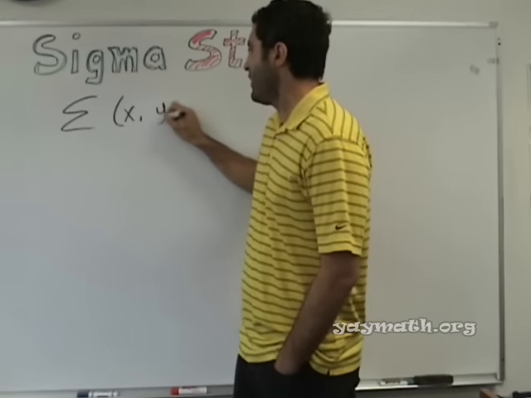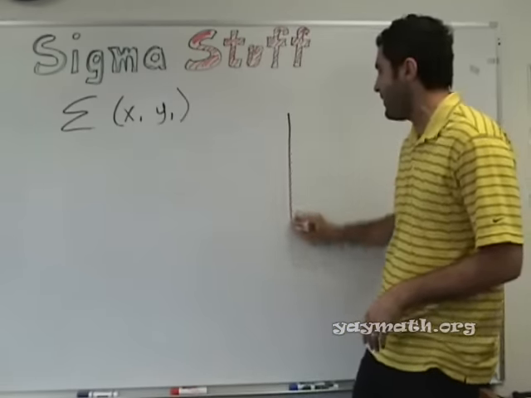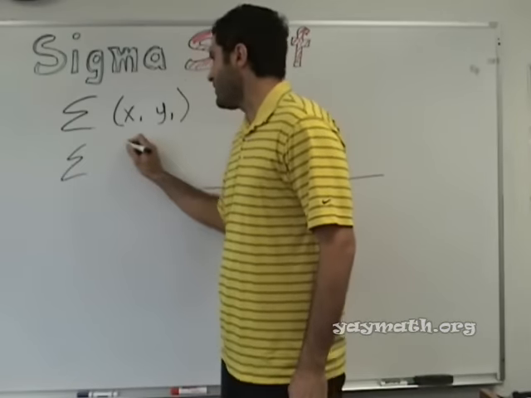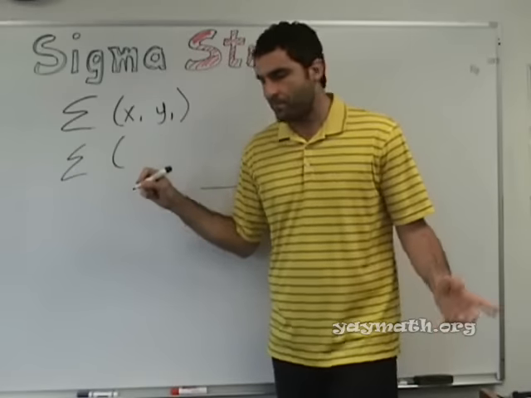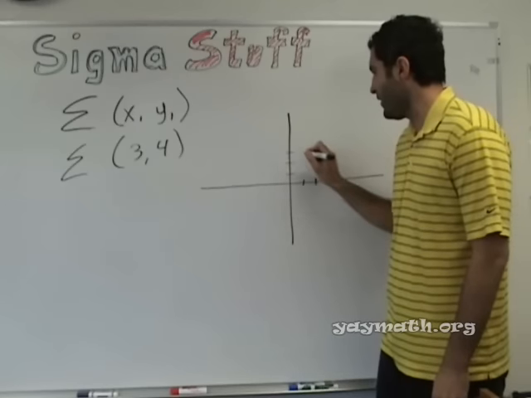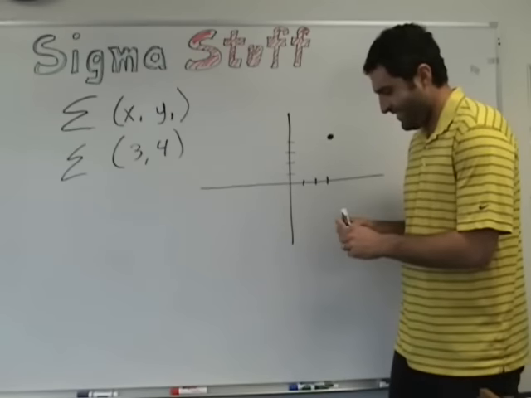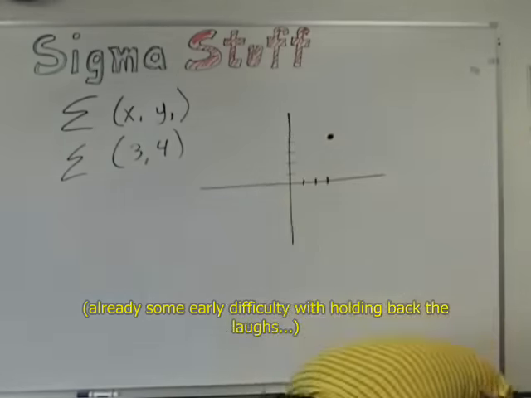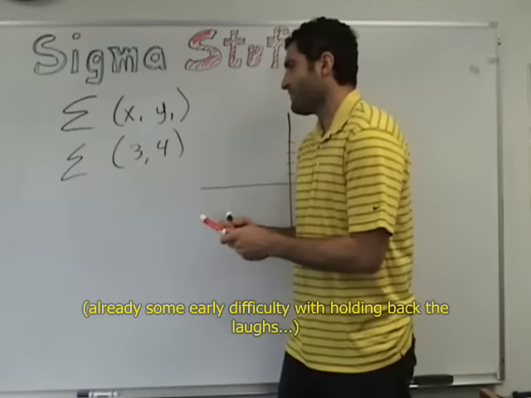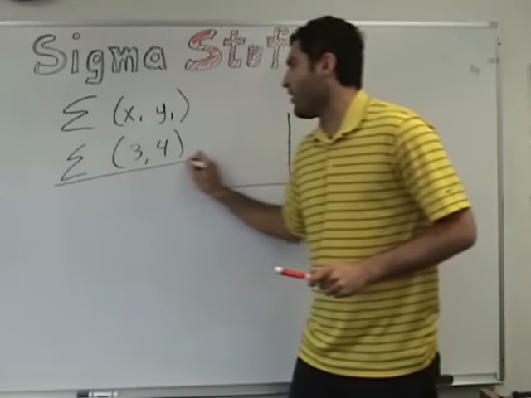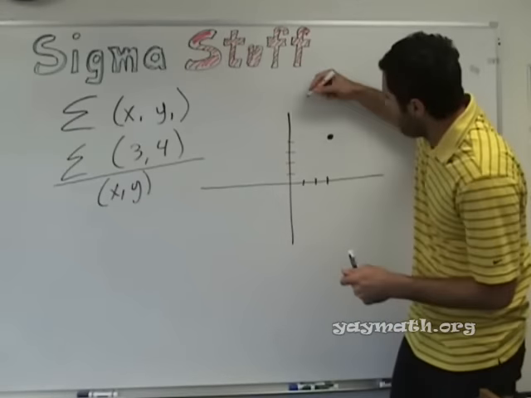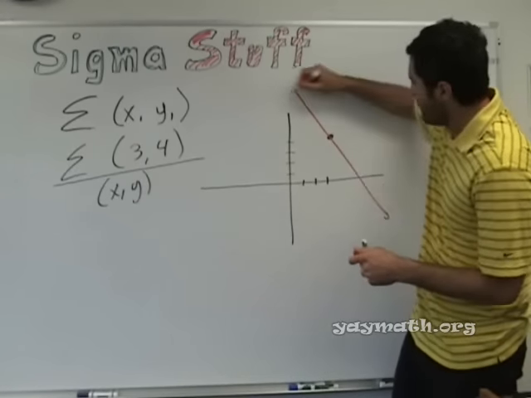Sigma x1, y1. This is a point on the graph. So let's do the point. Maybe, let's say sigma, give me any point. 3, 4. 3, 4 sounds good. Sigma 3, 4. So that's that. Sigma over xy creates a line through 3, 4.